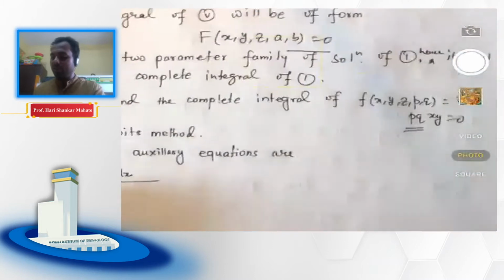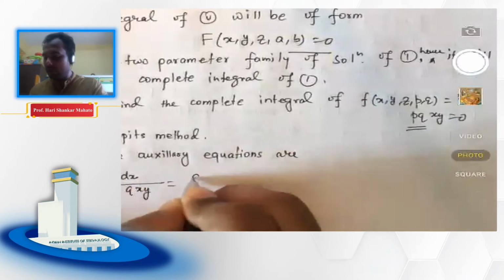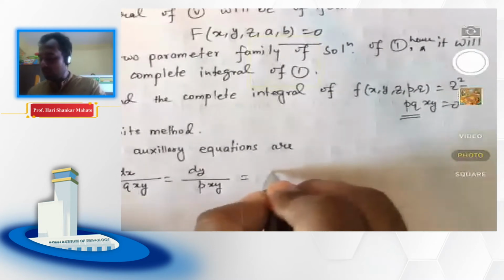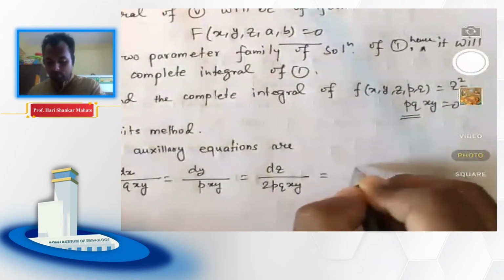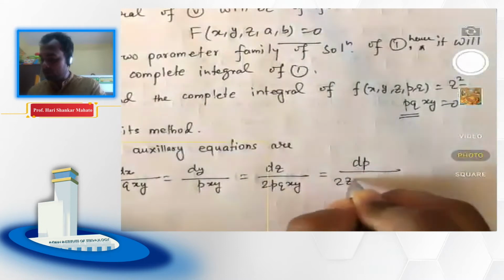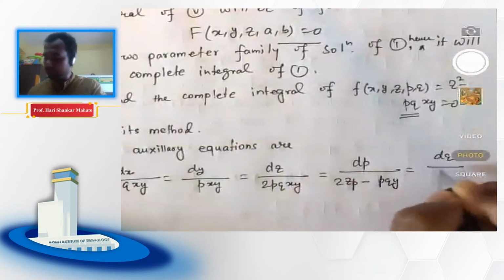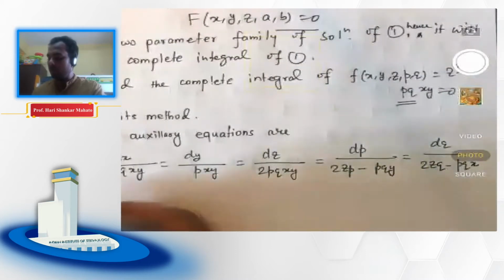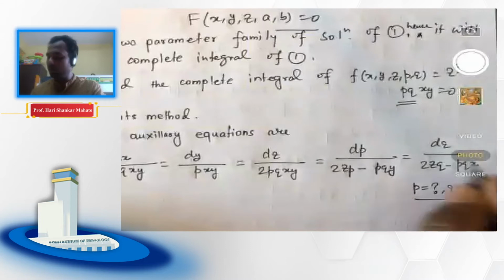So ultimately, from the auxiliary equations, we will have dx by qxy equals dy by pxy equals dz by 2pqxy equals dp by (2zp minus pqy) equals dq by (2zq minus pqx). All right. So now we have to solve. Remember, our intention is to find what p and q are, so that we can write down the solution. So this is what we are looking for.